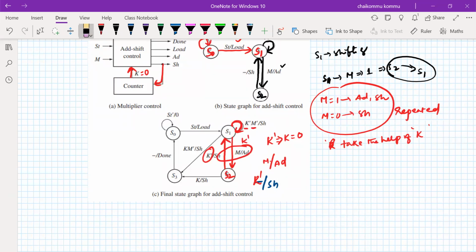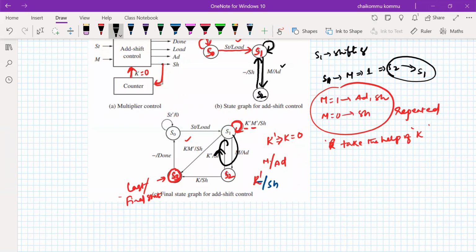But what if K is equal to 1? What if K is equal to 1, that means this is the one. K is equal to 1 means the maximum count has been reached, all the counts are over. That means we are going to use an extra state called S3. So this is the last or final state. If K is 1, it goes there; if K is not 1, it keeps rotating in this same loop.